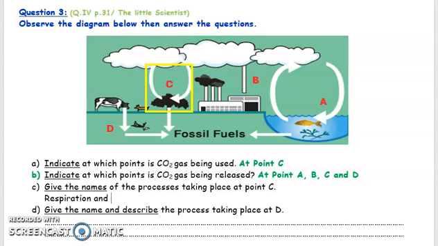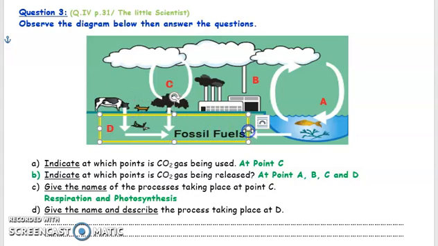And the second one, since they are green plants, this means that they are autotroph. They are producers. They produce their own food. And photosynthesis is also happening right here. So the two processes happening are respiration and photosynthesis. What about the process happening at point D? Okay, we have dead organisms and then an arrow showing that fossil fuels are formed in the ground.